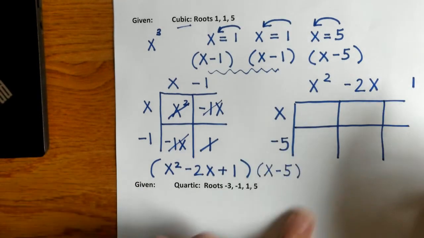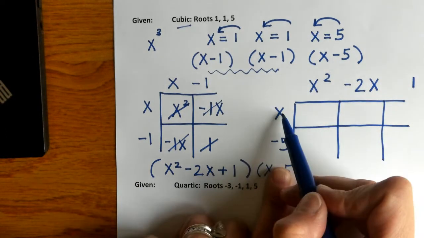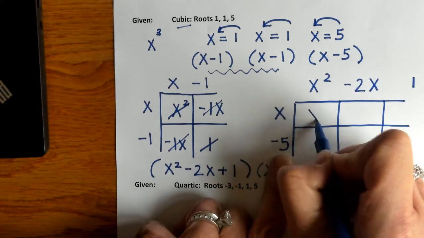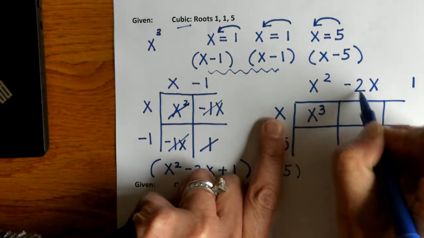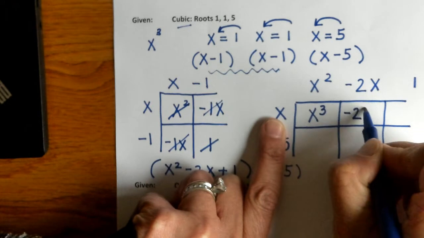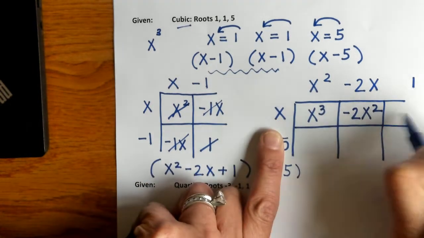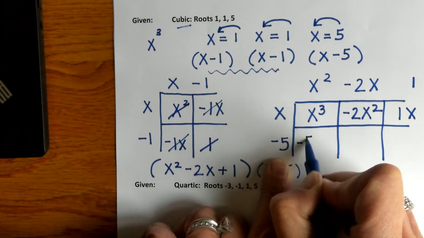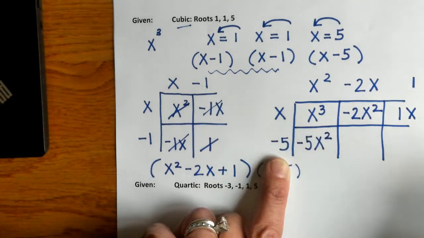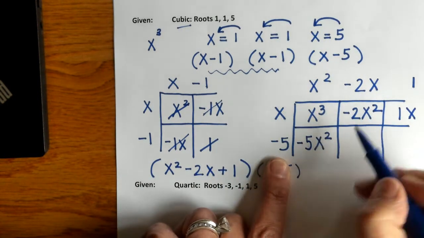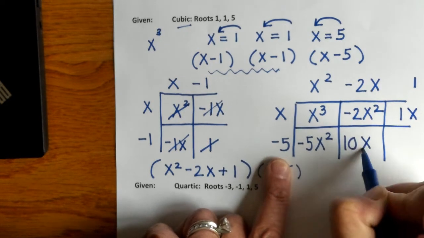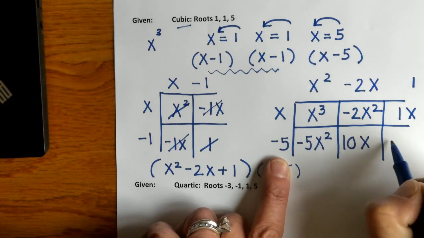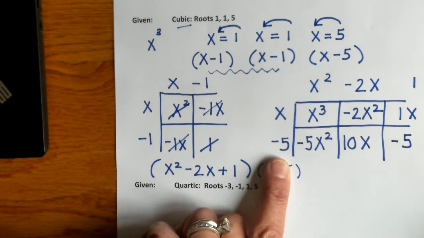So now we need to multiply and see what goes in each spot. X times x squared, x to the third. X times negative 2x, negative 2x squared. 1 times x is 1x. Negative 5 times x squared is negative 5x squared. Negative 5 and negative 2 is 10x. And negative 5 and positive 1 is negative 5.